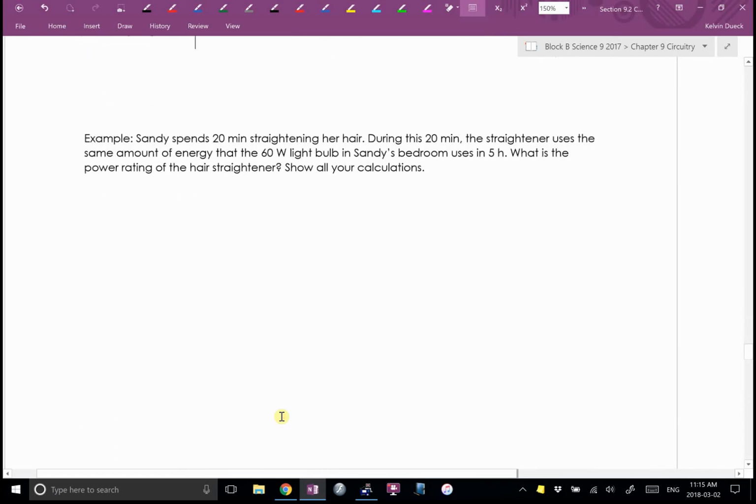Sandy spends 20 minutes straightening her hair. During this 20 minutes, the straightener uses the same amount of energy that the 60-watt light bulb in Sandy's bedroom uses in 5 hours. What's the power rating of the hair straightener? Show all your calculations.